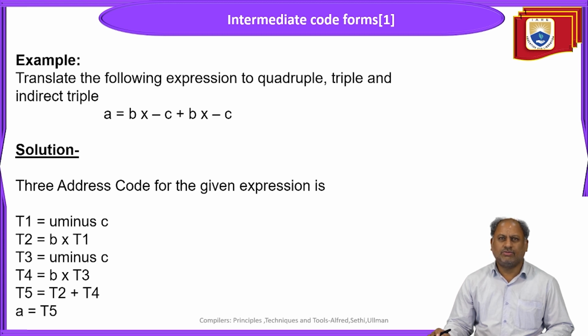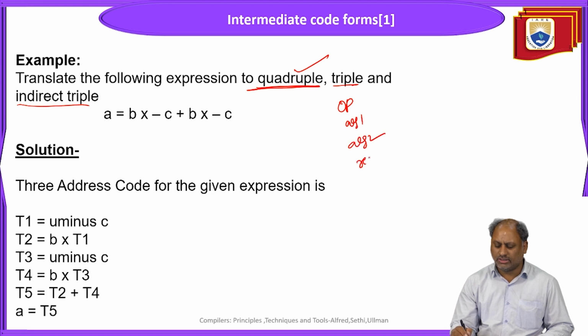We have given one expression. The problem statement is: translate the given expression into quadruple representation and triple representation. First of all, we know that a quadruple representation contains operator, argument 1, argument 2 and result. So this notation we have to represent in terms of quadruple. But in the given expression, you see this is an operand.